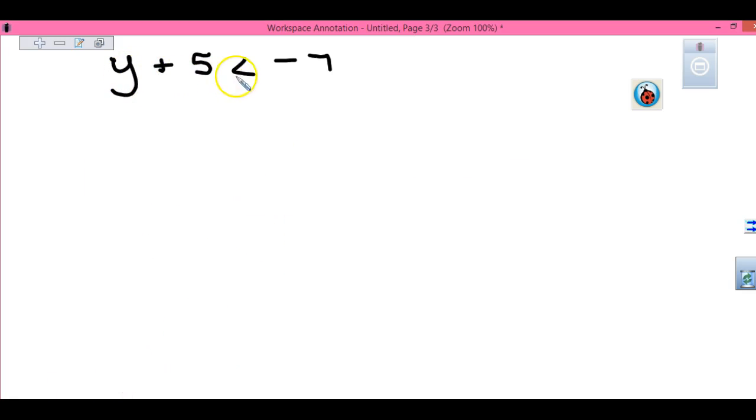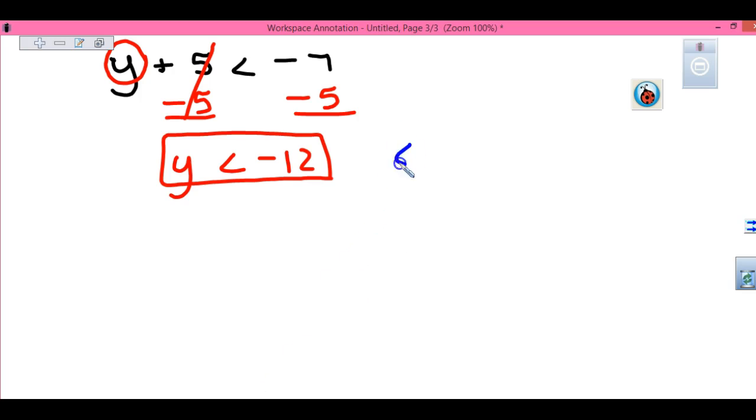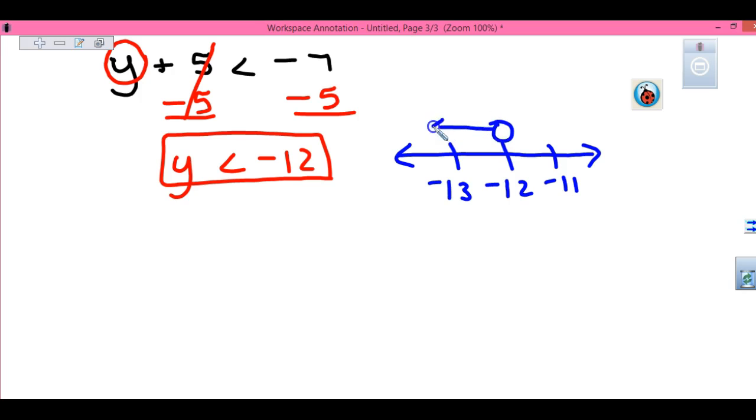If we have y plus 5 is less than negative 7, what is the inverse operation we have to use? Minus 5. What you do to one side, you do to the other. So y is less than negative 12. We graph. Open or closed circle? Open to the left.